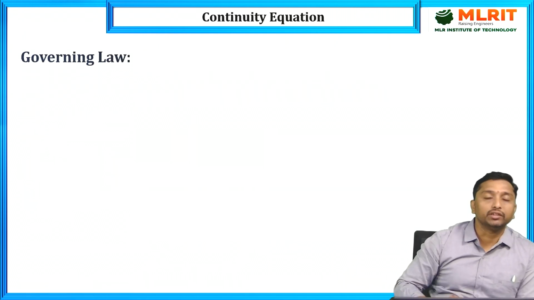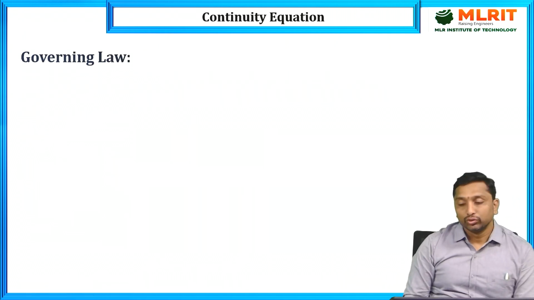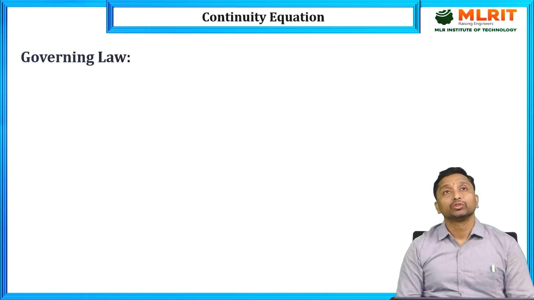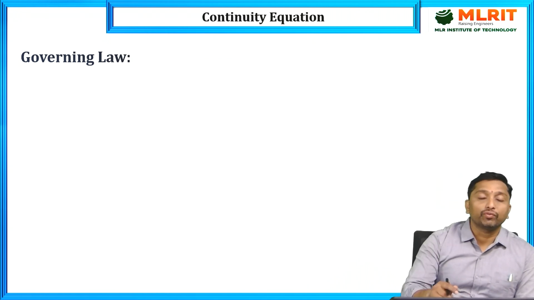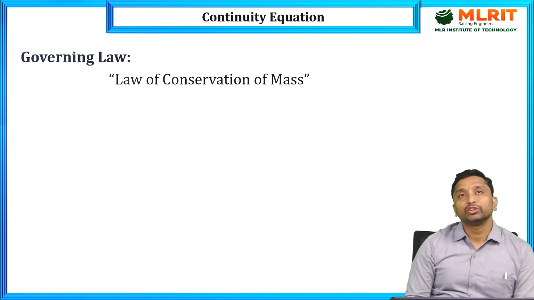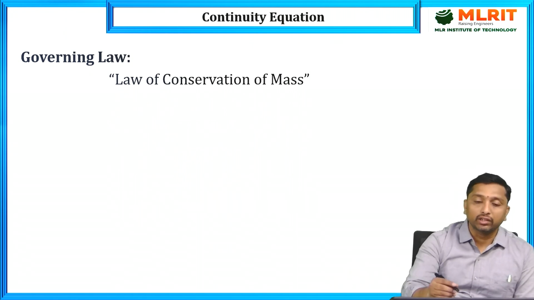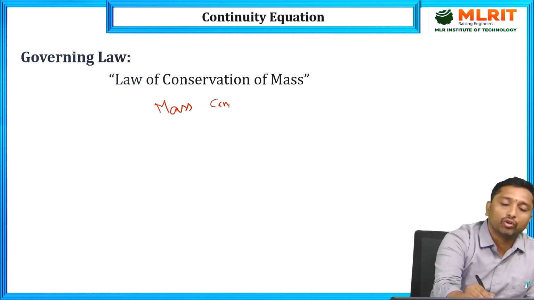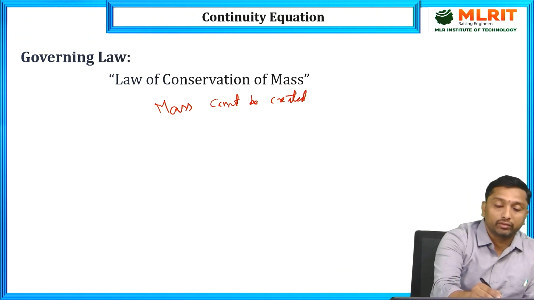Next is governing law. So to derive this equation, what is the basic governing law we are considering? So the governing law is law of conservation of mass. Law of conservation of mass states that mass can neither be created, nor destroyed.